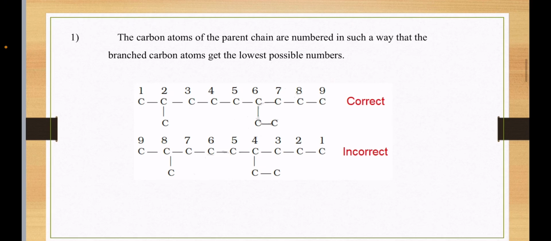Now the carbon atoms of the parent chain are numbered in such a way that the branched carbon atoms get the lowest possible number. Now we have to see the branching also. The carbon atoms bearing branches should get the least numbers. As in the example, you can see the carbon at number 2 and carbon at number 6 have branches. So the correct numbering is 2 and 6 instead of 4 and 8. 4 plus 8 is 12, so that is a bigger number.